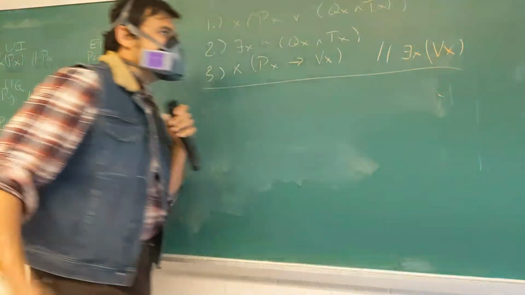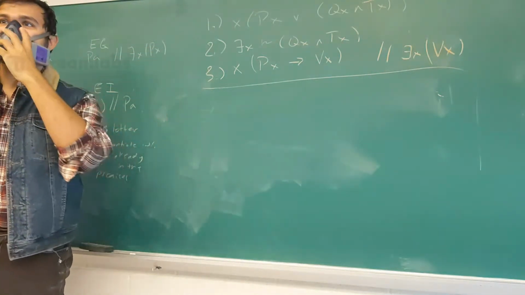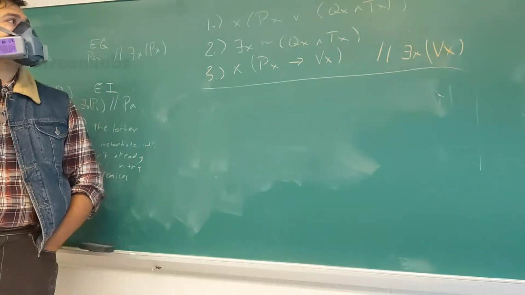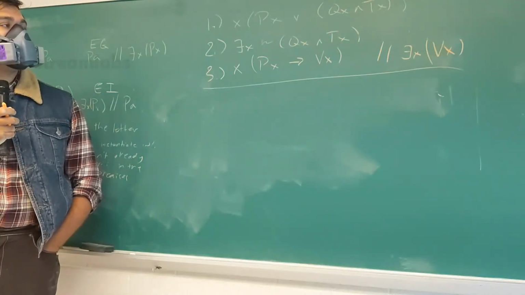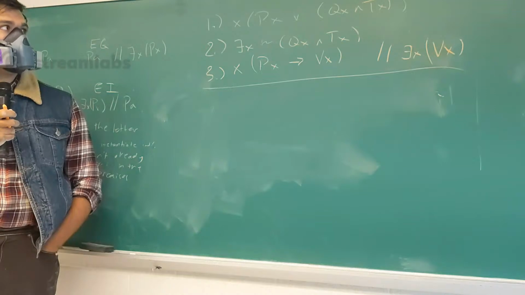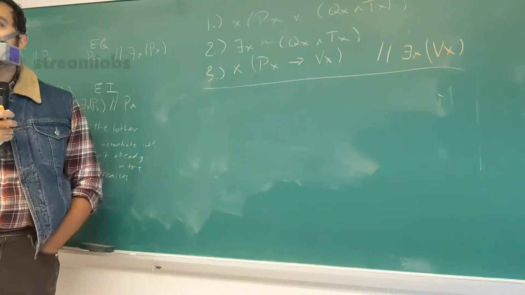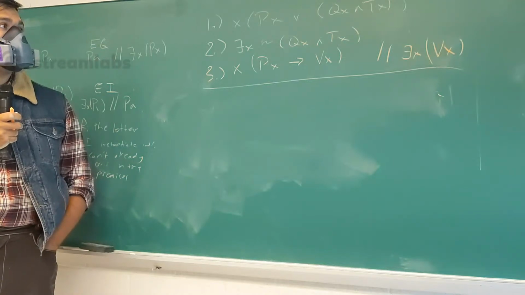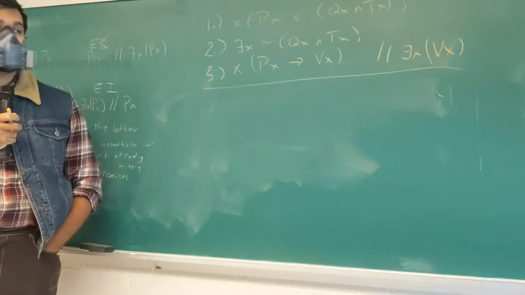How do I prove this conclusion? First, let's see if it's valid. Somebody read the argument to me. For any x, x has property P, or x has property Q and x has property T. Good. There exists an x such that not x is property Q and x is property T. And 3 is for any x, if x is property P, then x is property E. Good. Then the conclusion is that there exists an x such that x is property P.